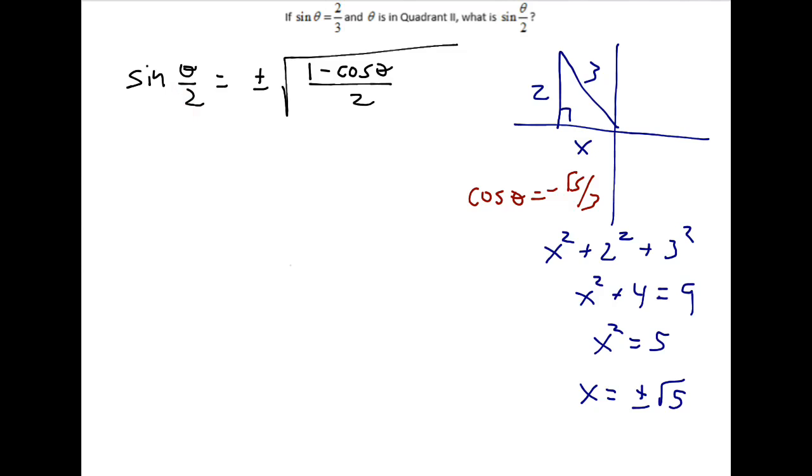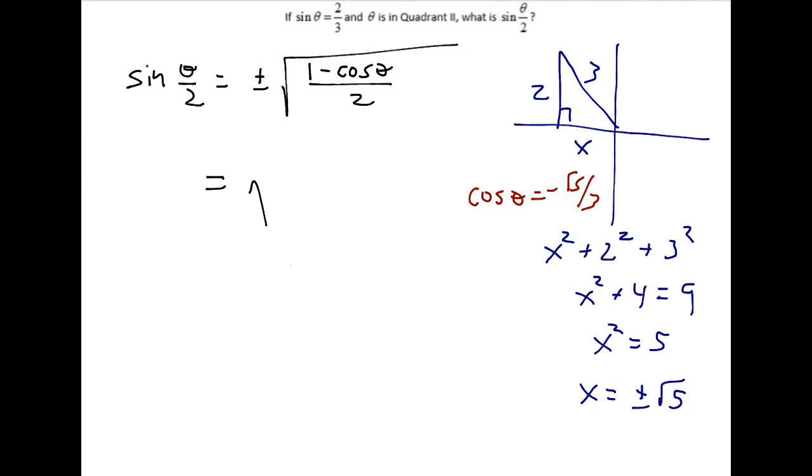So the sine of theta over 2 then should equal, okay, what about the plus or minus? Remember, it's not both. We have to figure out if the answer is positive or negative. Well, if this angle is in quadrant 2, then half of this angle, whatever it is, should be in quadrant 1, and the sine should be positive. So we're going to have a positive result here.